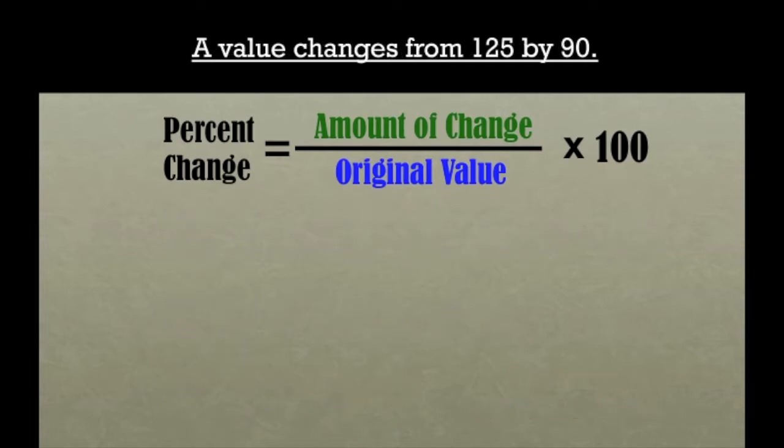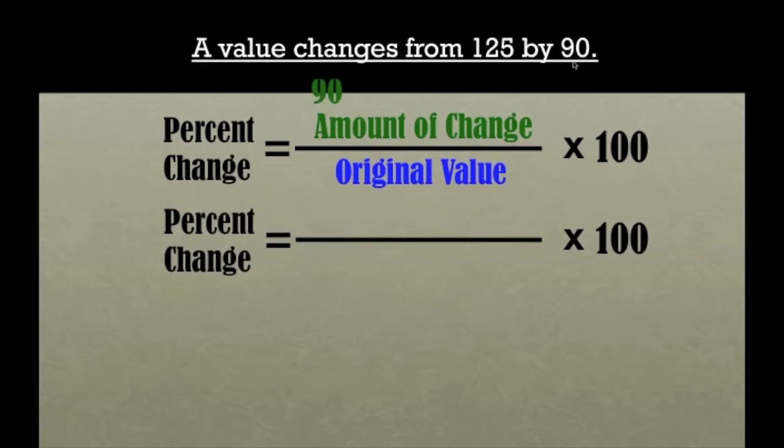How about this one? A value changes from 125 by 90. Again, what do we know? Well, we know our amount of change because it's saying that we changed by 90, so that's our amount of change, and we'll plug that in. And then our original value, we know that our value changes from 125. So that's our original value, and we'll plug it into the bottom.